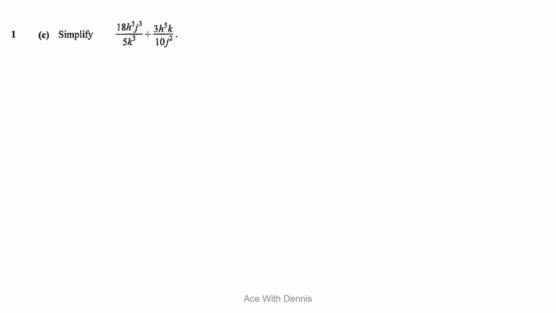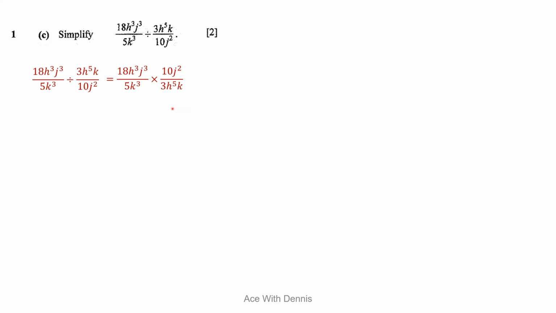C. Simplify 18h cubed j cubed over 5k cubed divided by 3h to the power 5, k over 10j squared. 2 marks. So this is a simplifying indices expression question. The very first thing we need to do to simplify this expression is change the division to multiplication. When we change it to multiplication, the second fraction will become its reciprocal, and the first fraction will just remain the same.